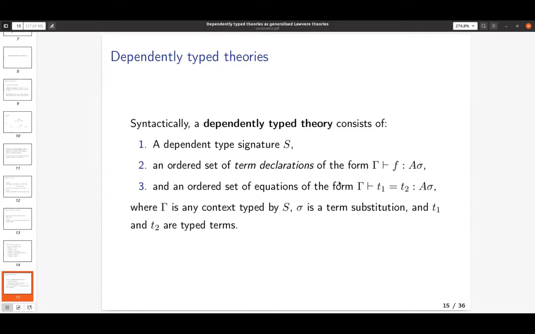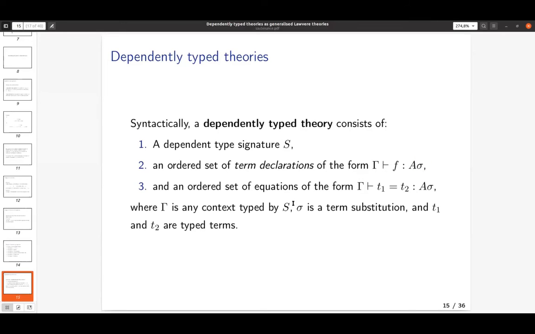Right, so now that we have a nice notion of what a dependent type signature is, let me try to define what a dependently typed theory is. And here I'm going to give you a slightly imprecise definition. But it's sufficiently precise that those of you who are used to type theory should be able to fill in the details, and sufficiently imprecise that those who aren't used to type theory shouldn't be frightened by this definition. So a dependently typed theory consists of a dependent type signature, an ordered set of term declarations, and an ordered set of equations, and the order has to do with this little substitution appearing over here.